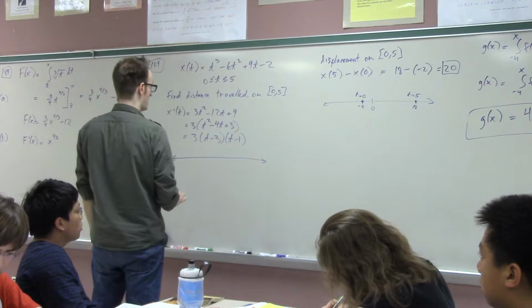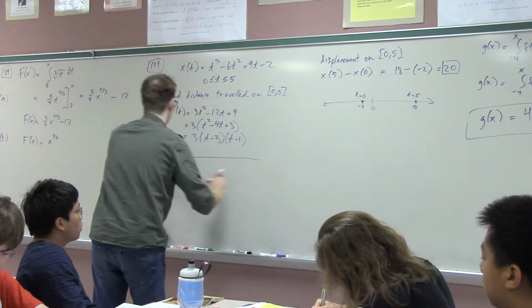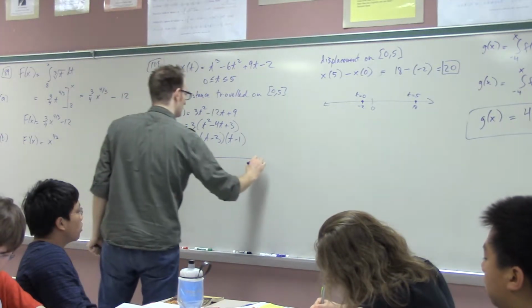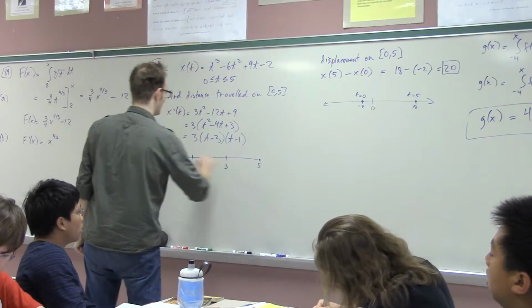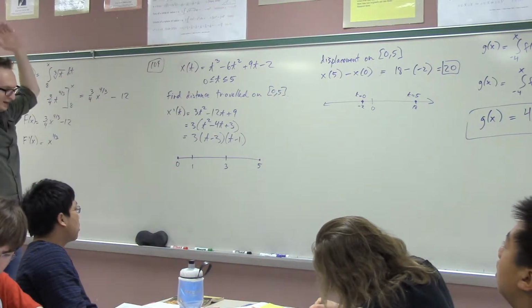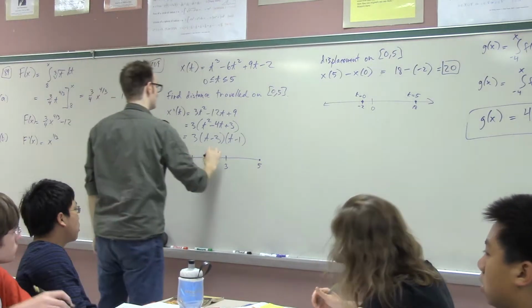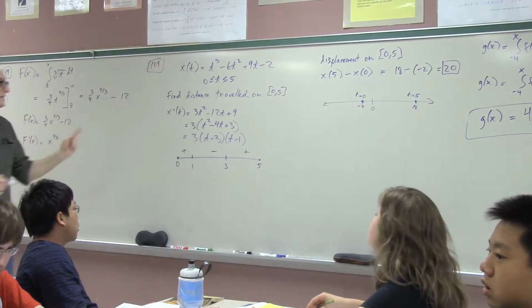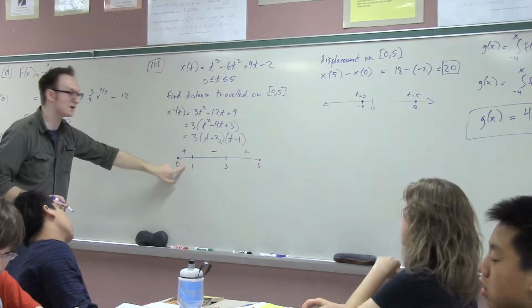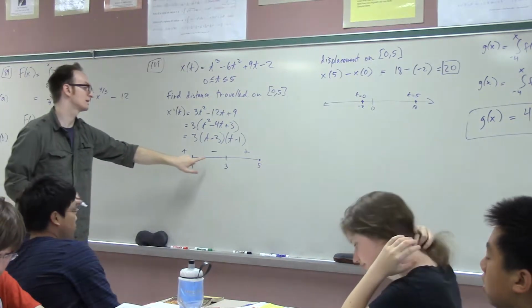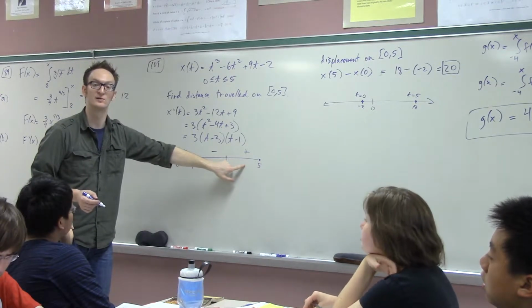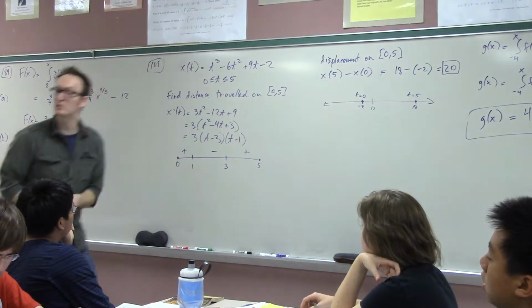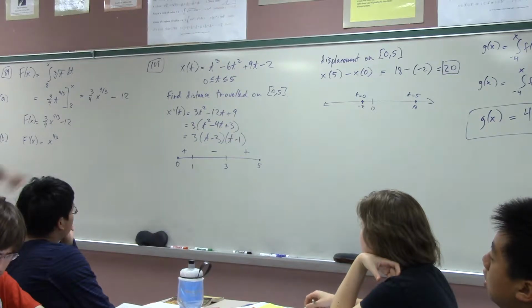And the sign chart is going to look like this. Start at 0, we'll end it at 5, and there's a sign change at 1 and at 3. This is quadratic, it looks like this. So it goes positive, negative, positive. Which means that I'm moving to the right on the interval 0, 1, I'm moving to the left on the interval 1, 3, and I'm moving to the right on the interval 3, 5.